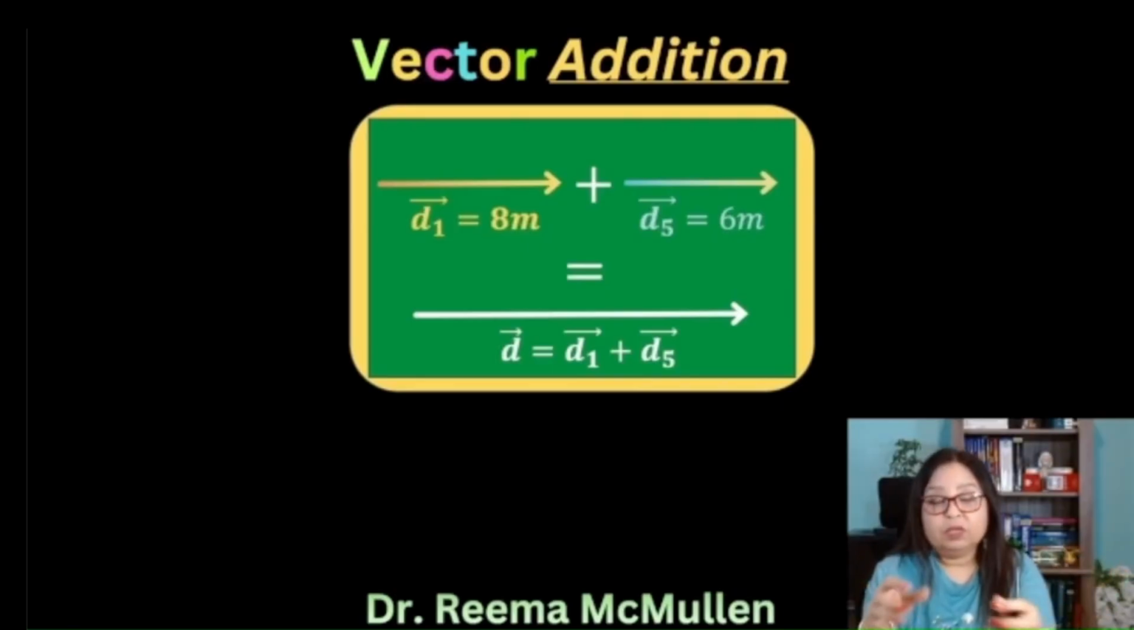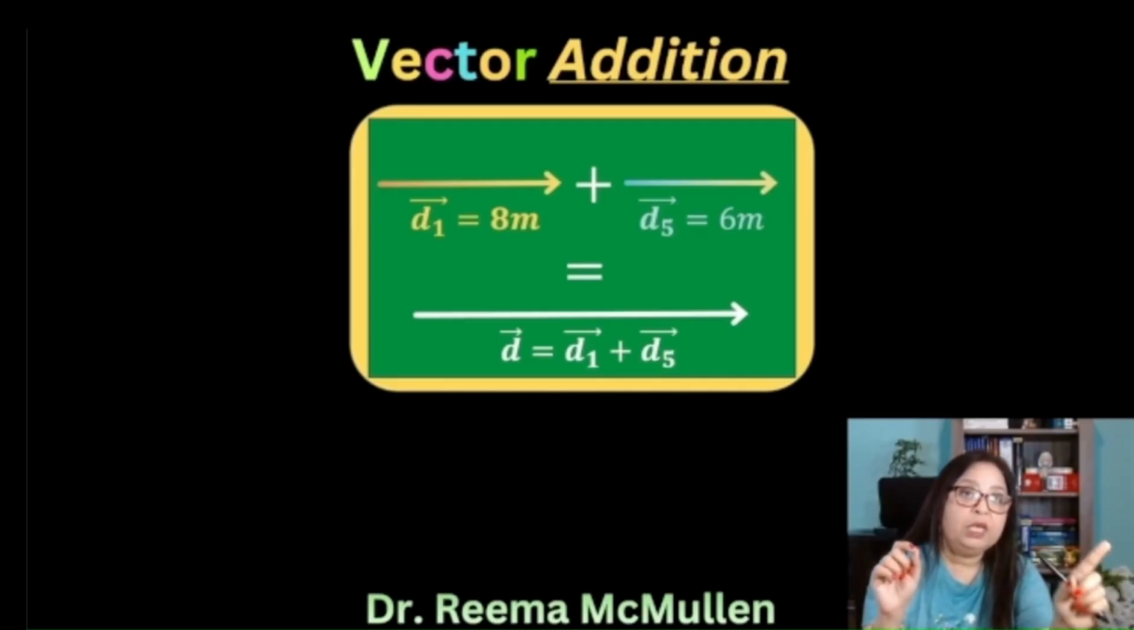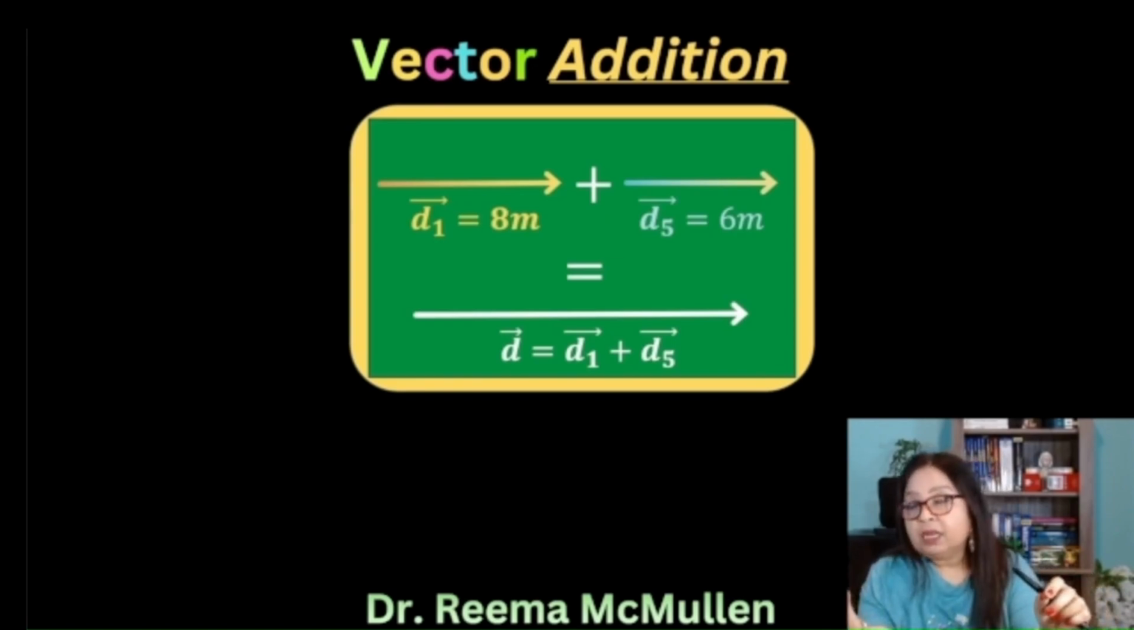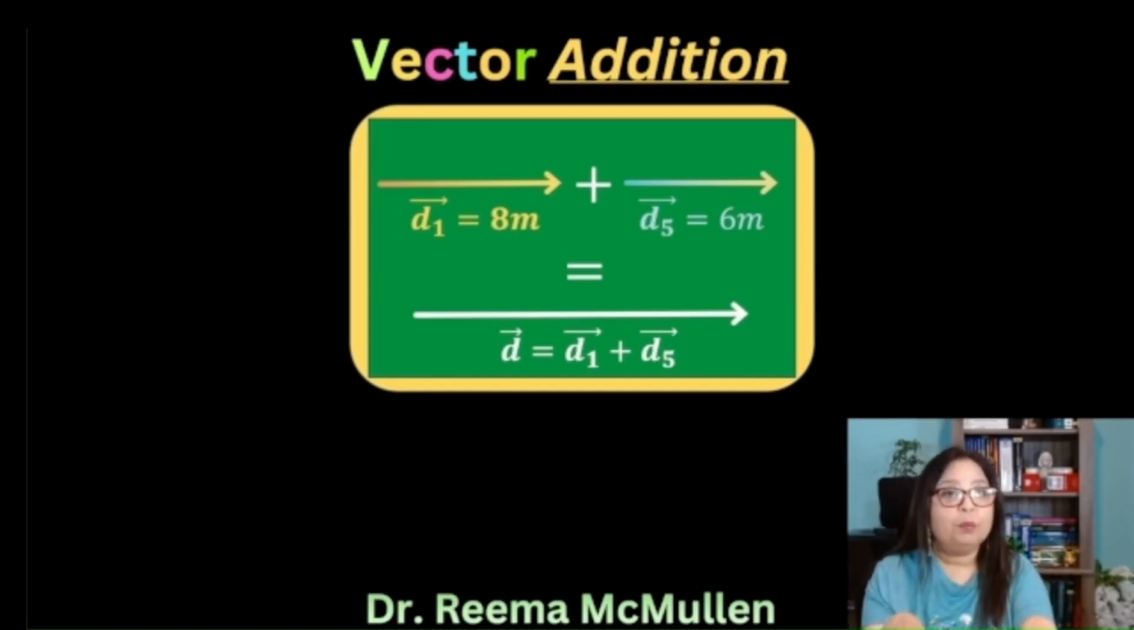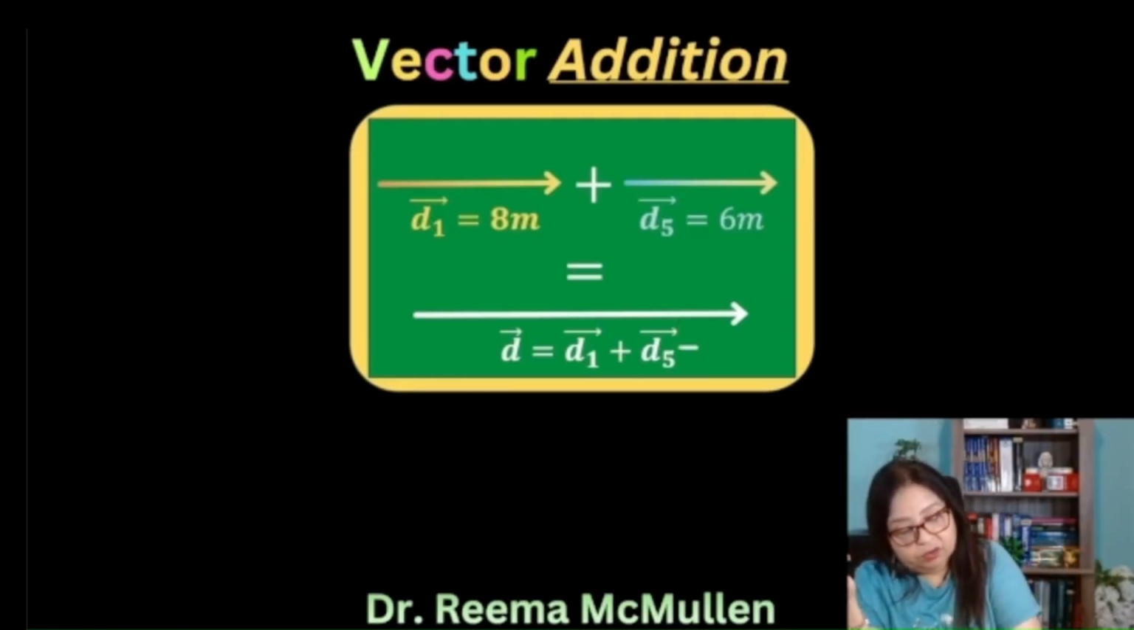So here we can choose east or the right direction to be the positive direction for displacement. That means any displacement that is made to the right or to east is going to be a positive displacement, while any displacement that is made to the left or west is going to be a negative displacement. This example is very simple, very easy. D1 and D5 are both going to the right. Therefore, they're both positive displacements. 8 plus 6 gives you 14 meters. That is your answer. Here you go.